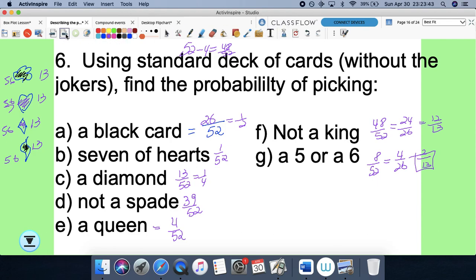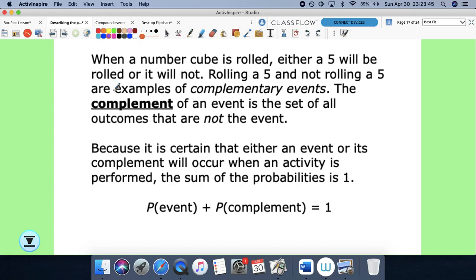Okay, well, this one is hopefully simple. Now the complement. When the number cube is rolled, either a 5 will be rolled or it will not. Rolling a 5 and not rolling a 5 are examples of complementary events. The complement of an event is the set of all outcomes that are not the event. Let me give you an example.